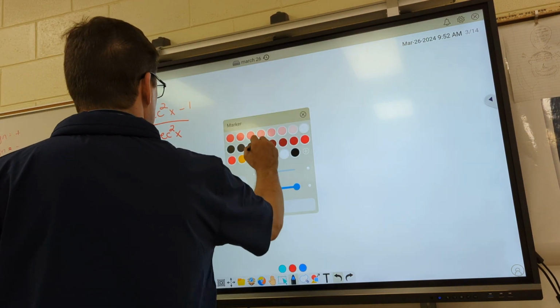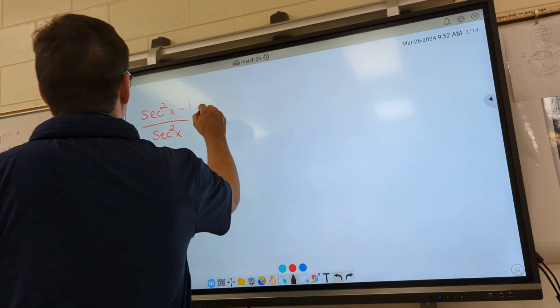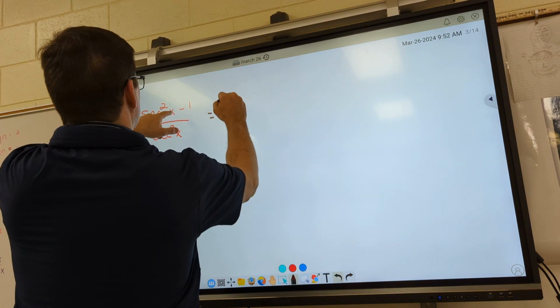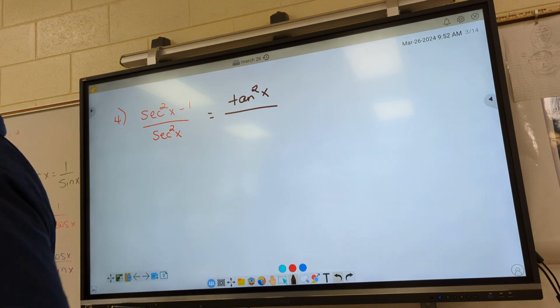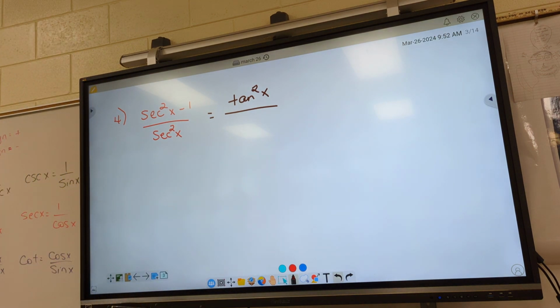All right, so give me some suggestions on what we can change. What do I change the top into? Tan squared. Where'd y'all find that at? Formula sheet. Secant squared minus 1 changes to tan squared. Make sure you can find that on your sheet. Make sure you're familiar with this.